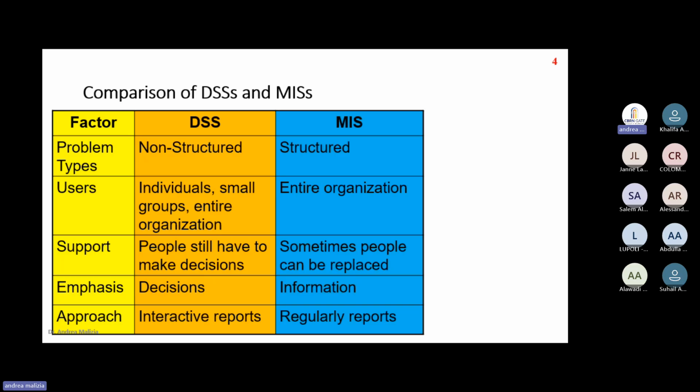What kind of problem does a decision support system solve? Non-structured problems. The management information system solves only structured problems. The user of a DSS can be individuals. We will start to work with the software alone, and we will end on Friday working with the software in a group. We will finish the module this week.